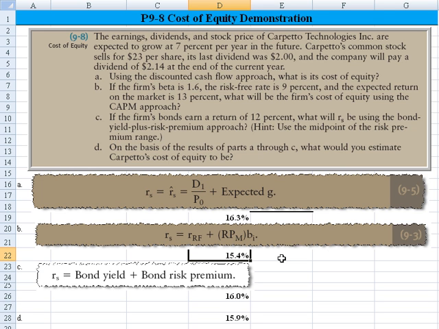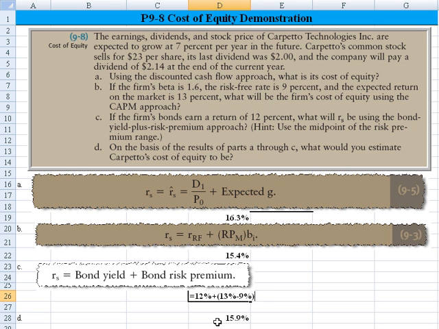If the firm's bonds earn a return of 12%, what will the cost of equity be using the bond yield plus risk premium approach? Okay, well, from the text we know that the cost of equity using this approach is simply the bond yield plus the bond risk premium. Now, I've solved it at 16%. How did I come up with that?